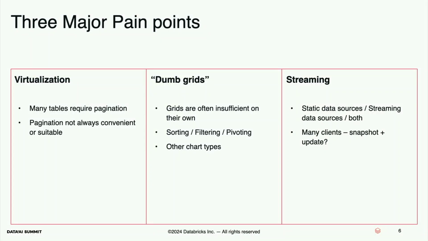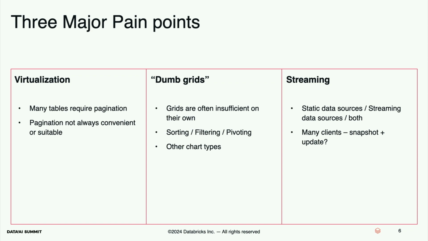The way we see it, there are three major pain points. Virtualization, which if you haven't heard of that, it's just when you have a table that has a large backing data set behind it, too large to show on screen. Rather than paginating, you can let the user scroll infinitely and load in chunks of data as they scroll. What we call dumb grids are really just the super simple grid components you've probably used at some point. Streaming is just real-time data.